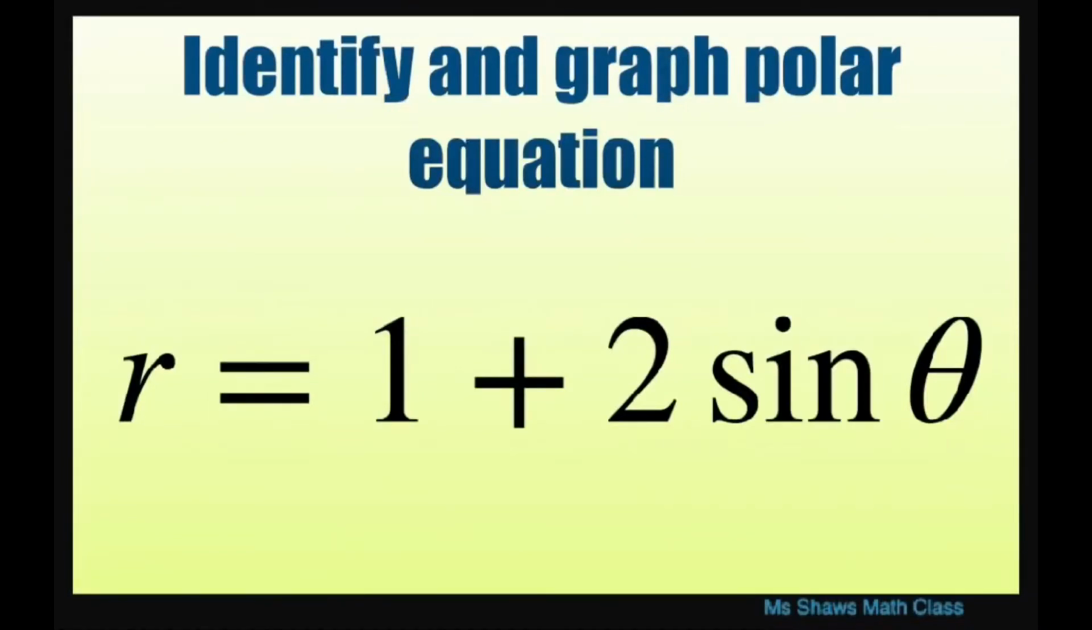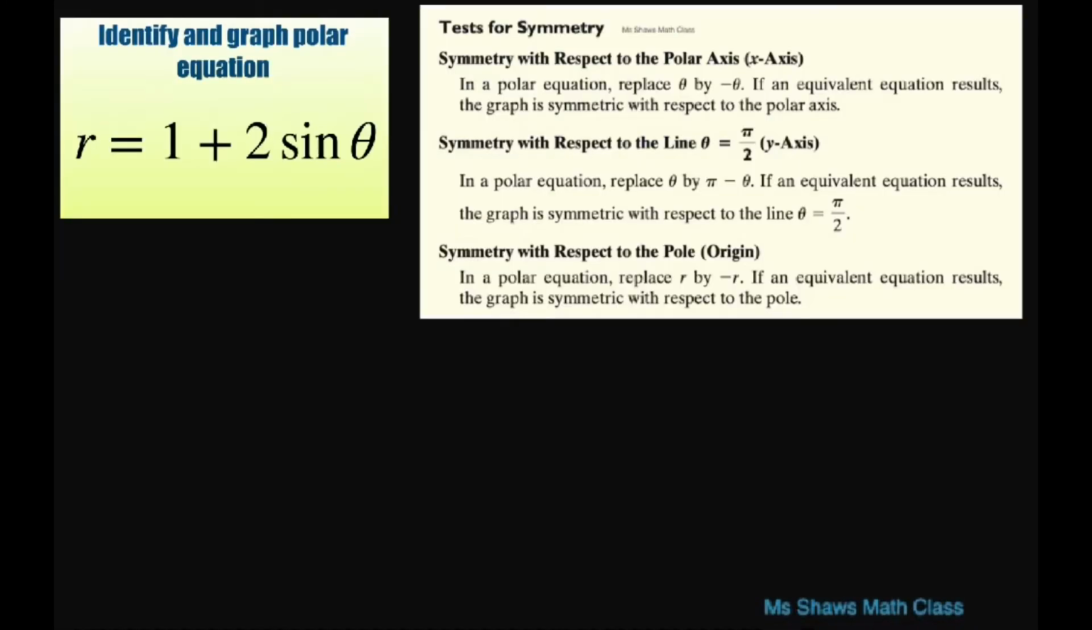Hi everyone, we're going to identify and graph the polar equation r equals 1 plus 2 sine of theta. This is a Limacon. We have to identify it with an inner loop. I will show you the form for that momentarily. For now, let's test for symmetry, and that's for graphing purposes.